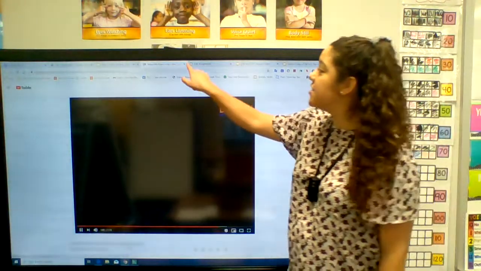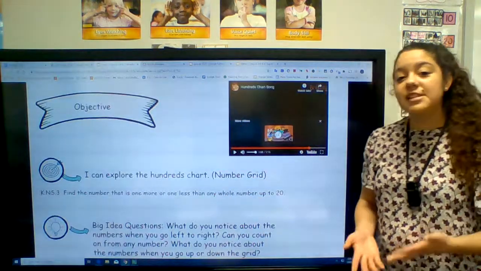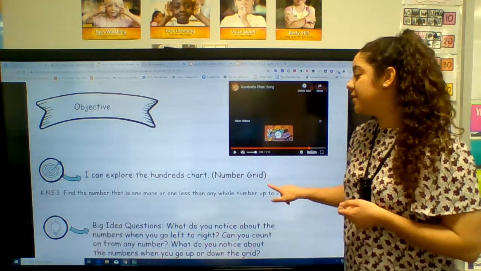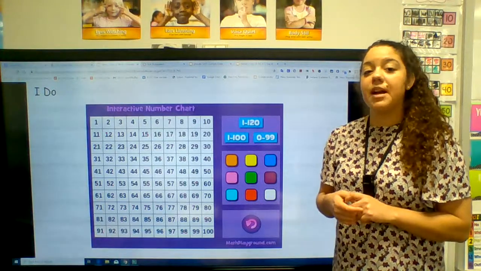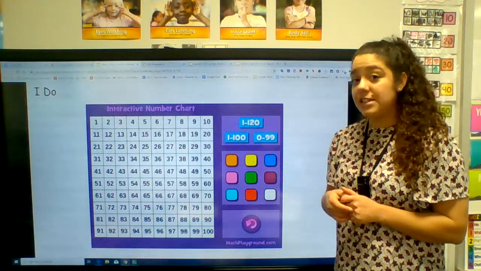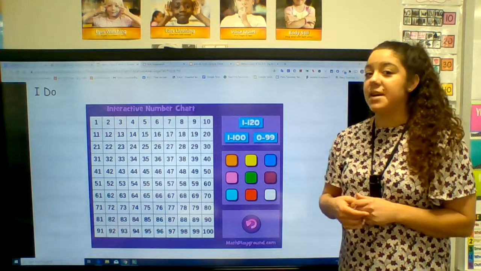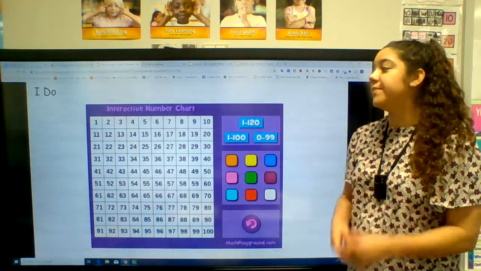Good. Like they said, using a numbers grid is just plain smart. That means it's a tool for us. Okay, I'll go first. First, I'm going to practice counting by ones to 100 and then by tens to 100.